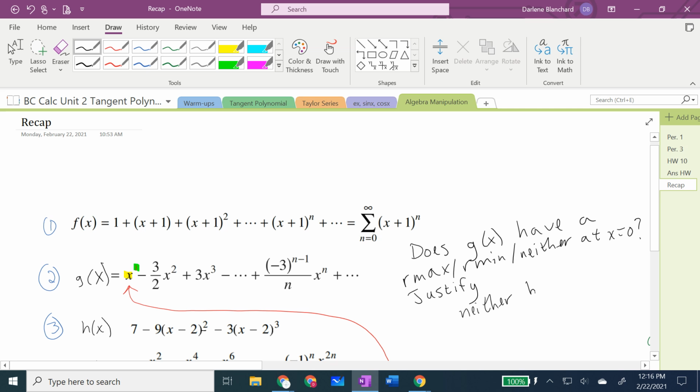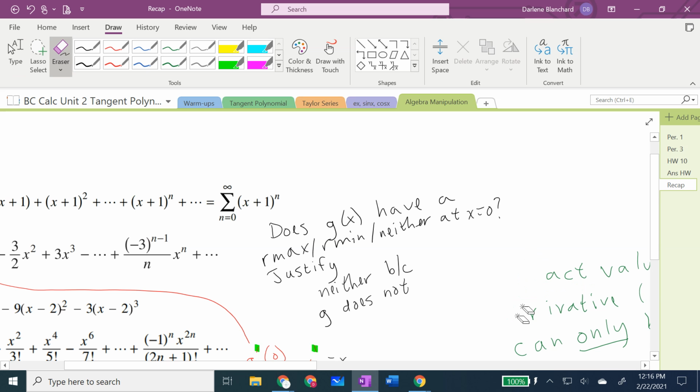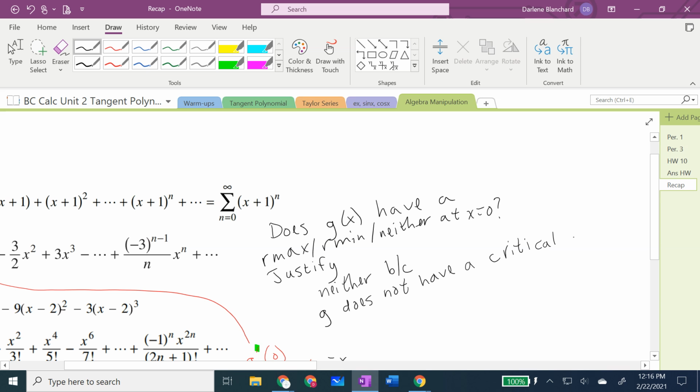So neither, because g does not have a critical number at x equals 0, and it's not a critical number because the derivative of g at 0 is 1. And that justifies neither.